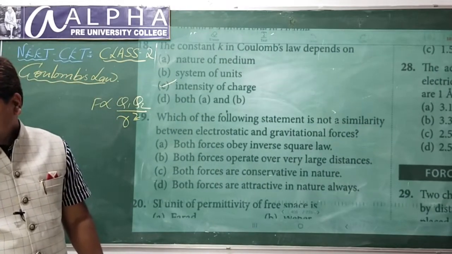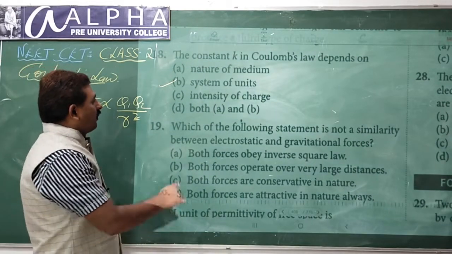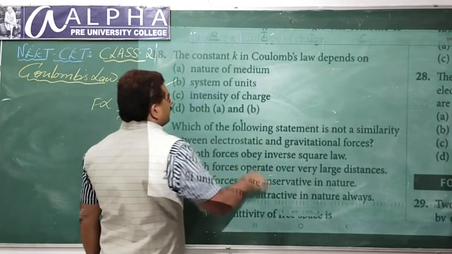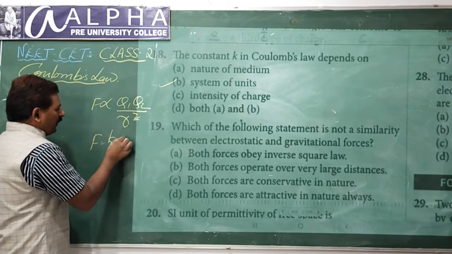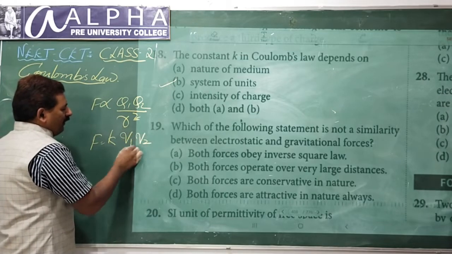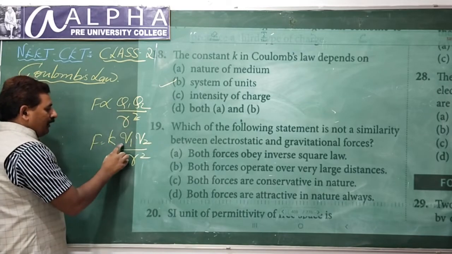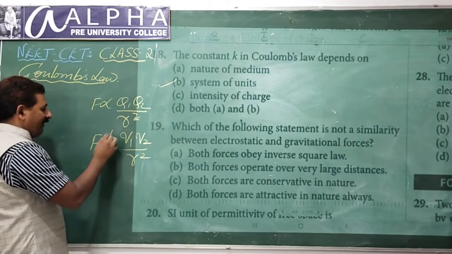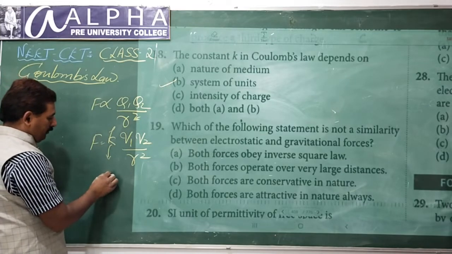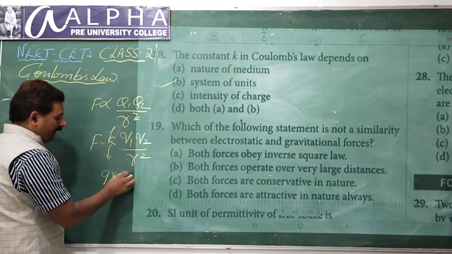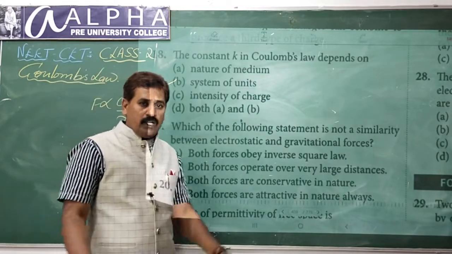Question 18. Constant K in Coulomb's law depends on. What is that constant? F equals K Q1 Q2 divided by R square. You can either use capital or small letters, no problem. Magnitudes of charges. What is K? K in SI units in vacuum has a value 9 into 10 to the power 9. This value remains the same, whatever be the unit.